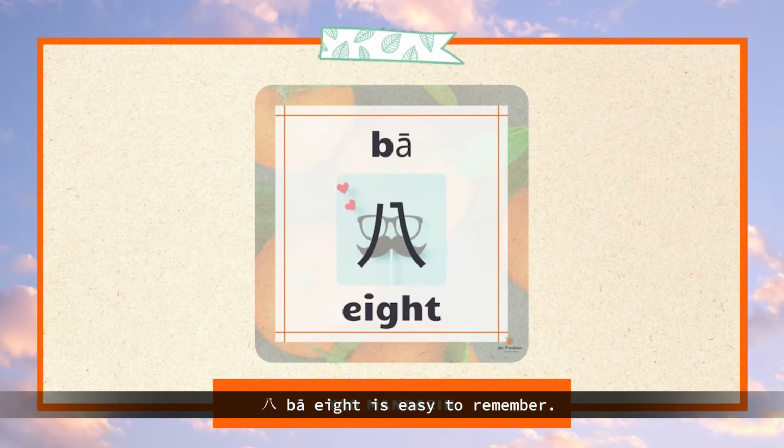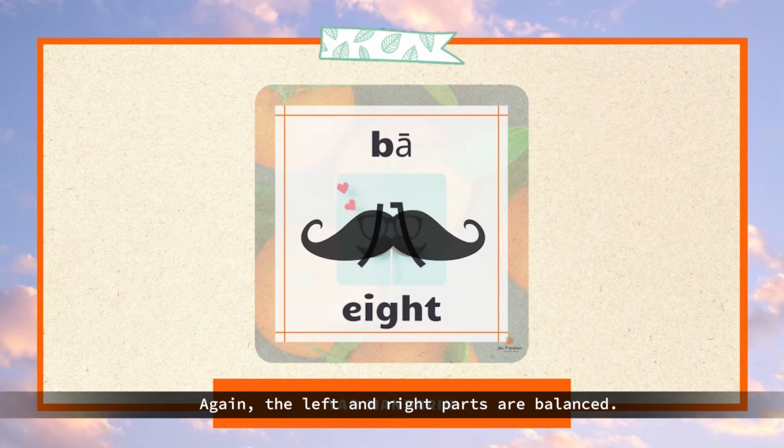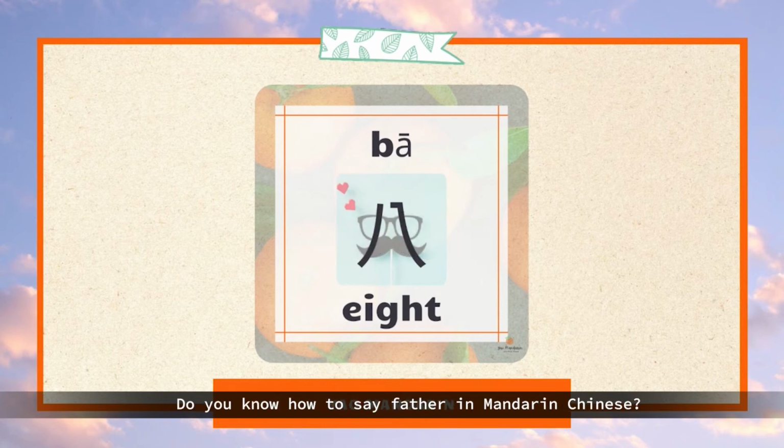8. Easy to remember. It's basically a mustache. Again, the left and the right parts are balanced. Do you know how to say father in Mandarin Chinese? Father is 爸, and the pronunciation is similar to 八. Father's Day in Taiwan is 8th August. 8月8日. When's Father's Day in your country?